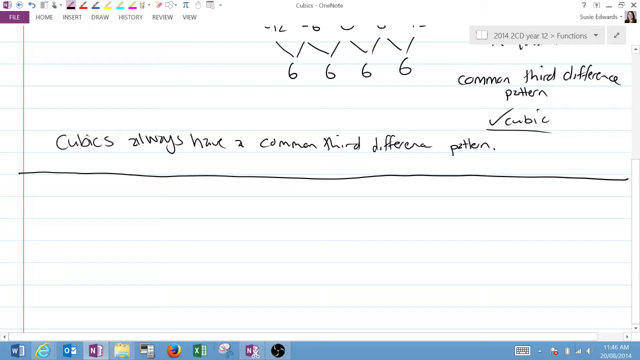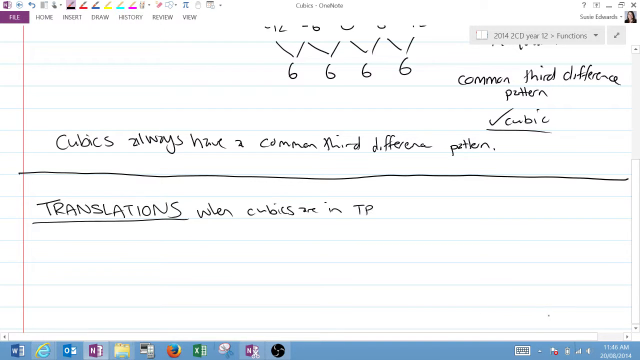All right, so today what we're now going to look at are translations. So translations when cubics are in turning point form. Remember how quadratics had those 2 different forms? Okay, this is how cubics are written similarly.